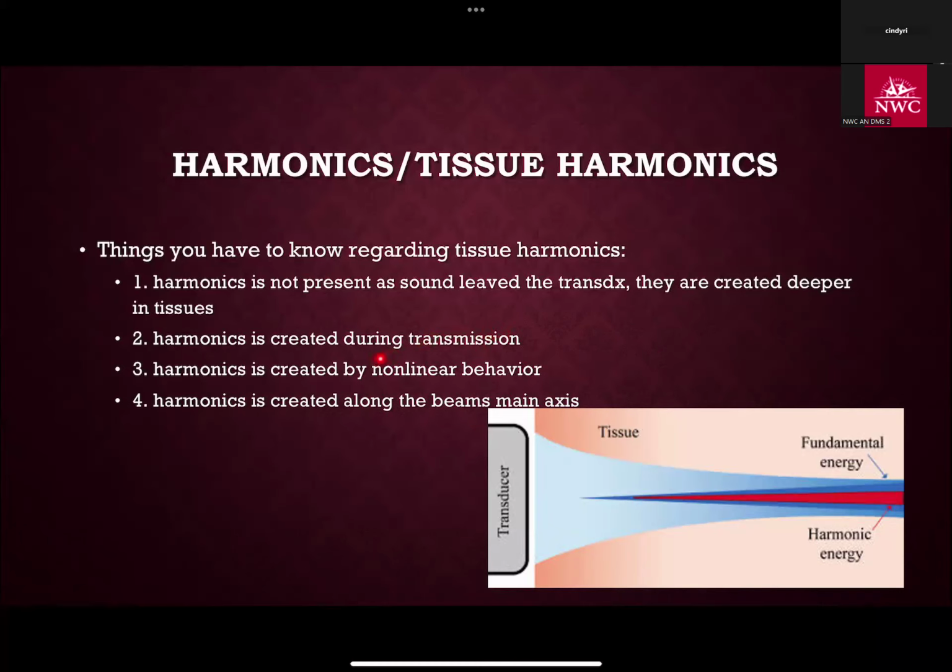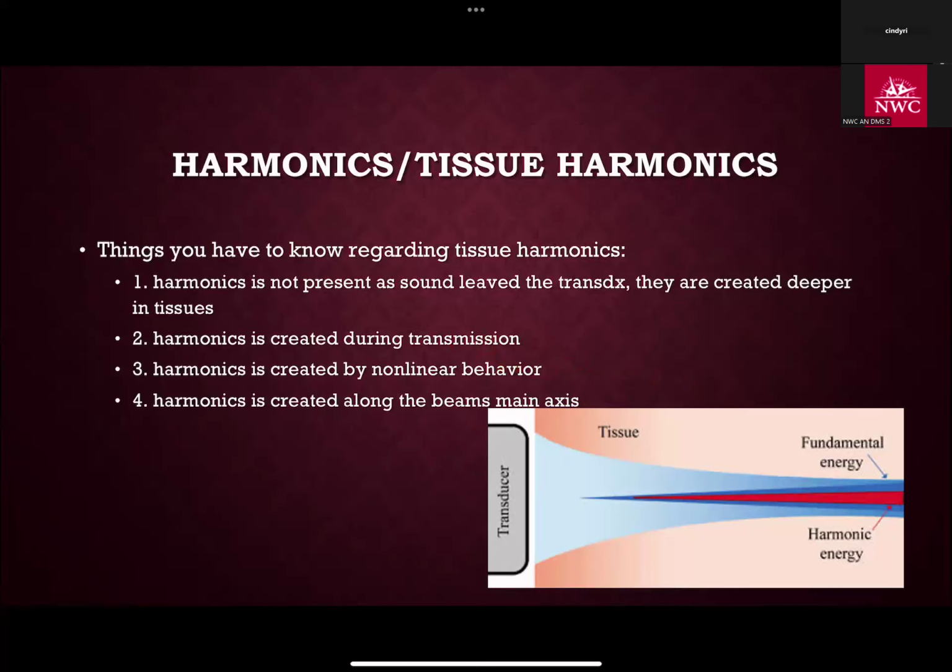So anytime we're talking about pulses, we're talking about transmission. The sound wave is being transmitted through the body, whereas echoes would be the reception, the receiving part, right? The transducer is transmitting a pulse, but it is receiving an echo. So this whole story of harmonics, we're talking about harmonics being created along the beam's main axis, the pulse's main axis. So not the echo, obviously. That's why it's functioning through transmission.